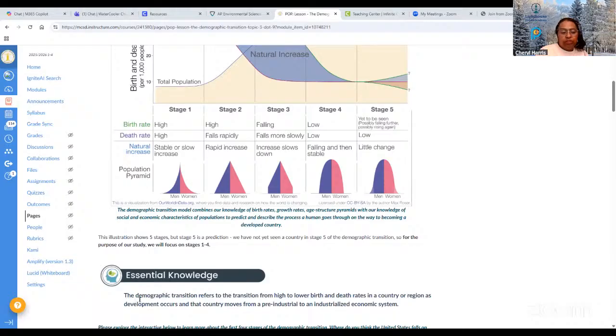We have a definition down here. Demographic transition refers to the transition or the movement from a higher to a lower birth rate in countries or regions as development occurs and that country moves from pre-industrial to industrial economics.